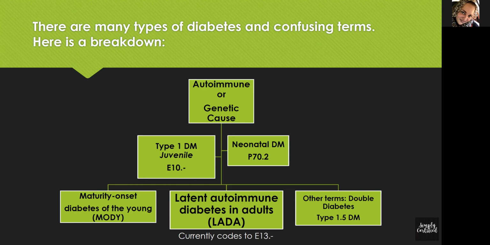There's something called MODY, M-O-D-Y, which means maturity onset diabetes of the young. And then there's something that people call LADA, and I'm not making these up, I promise. LADA, latent autoimmune diabetes in adults. And some other terms that you might hear are double diabetes and type 1.5 diabetes. Currently, all of this stuff at the bottom here codes to category E13.